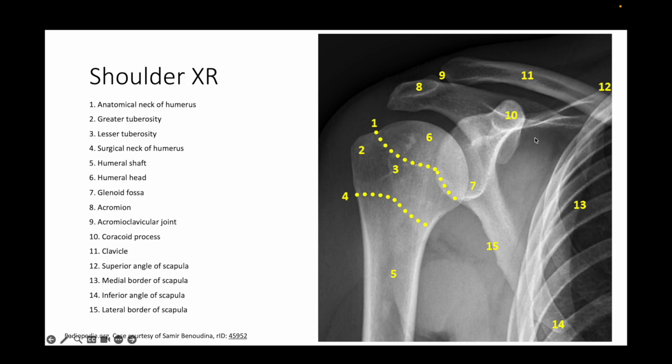Let's go through an X-ray. This is an AP view of the shoulder. This bone here is the clavicle. This is the acromion, and so the joint between the two is your acromioclavicular joint. 10, projecting almost through the screen, would be the coracoid process. 6 would therefore be the humerus. 7 would be the glenoid.